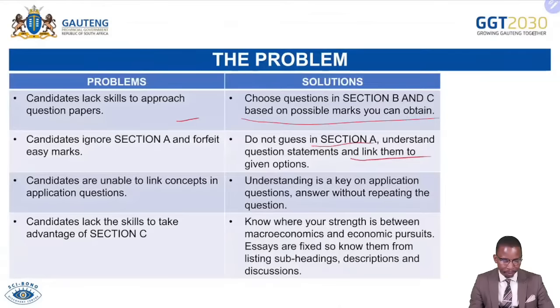And then the third problem here is that candidates are unable to link concepts in application questions. So the questions like higher order questions, additional part, and also questions like 2.1.2, 3.1.2, 4.1.2, you find it difficult to link in there because you don't follow the question statement to understand what is actually required. So it is important for you to develop your skills. Understanding is key on application questions. Answer without repeating the question. Ensure that as you answer, you don't repeat the question statement, and then you answer according to the question.